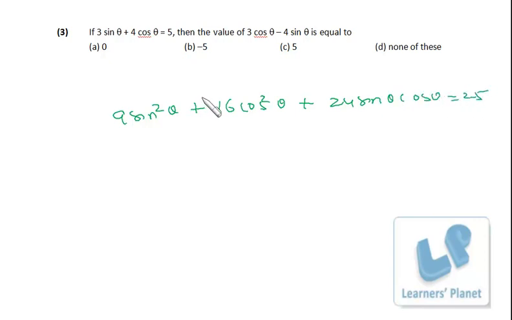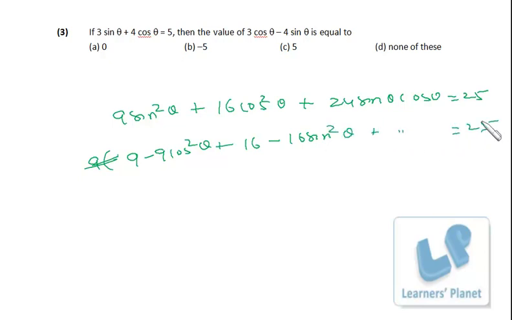Now we want the coefficients to be interchanged. So instead of sin square theta, I write down 1 minus cos square theta. So it will be 9 minus 9 cos square theta. Similarly, this is 16 minus 16 sin square theta plus the same story is equal to 25. Now I take this and this in a single bracket. Now this will be what? 9 plus 16, 25 minus 3 cos theta minus 4 sin theta whole square.